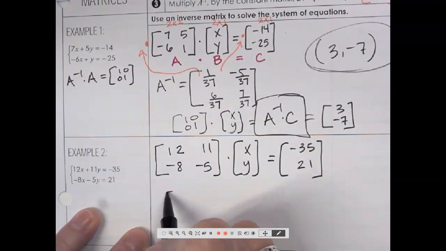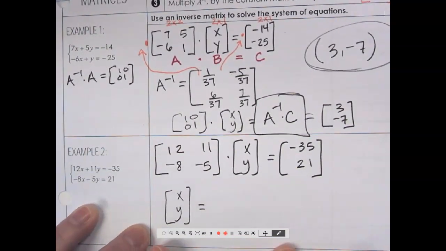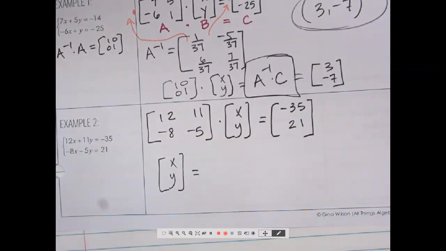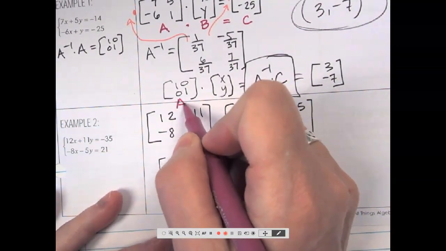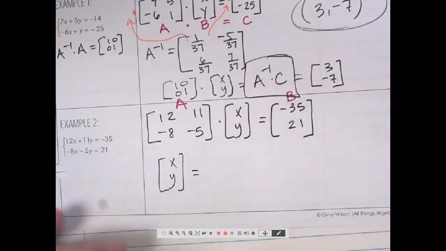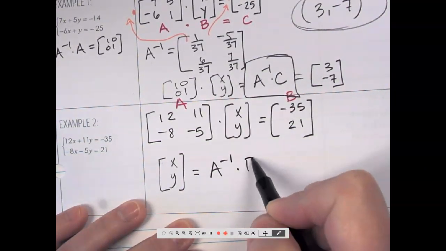Okay, so I'm going to say that xy equals, I'll label these with an A and a B. If you just want to use B, we can use that. That's A and that's B. Then xy will be A inverse times B.